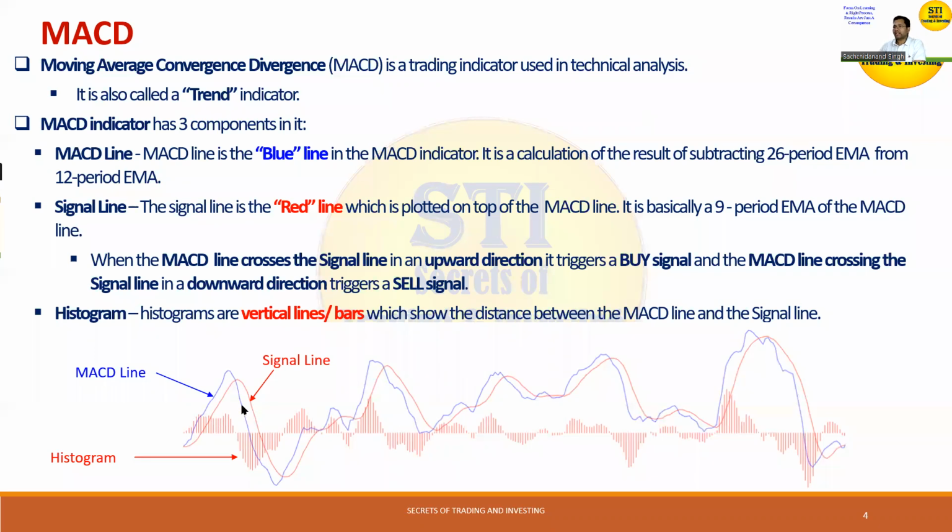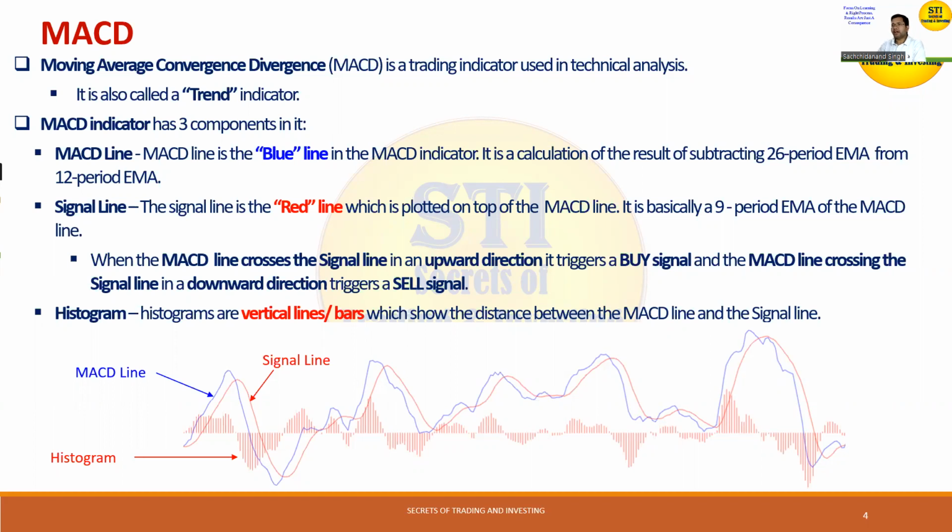Okay, so that was a quick introduction about MACD. So what are the three components of MACD as an indicator? The MACD indicator has a MACD line, which is nothing but this blue line. The second line is called a signal line, which is represented as a red line in this indicator. And the vertical lines or vertical bars are called a histogram. Histogram is the vertical lines.